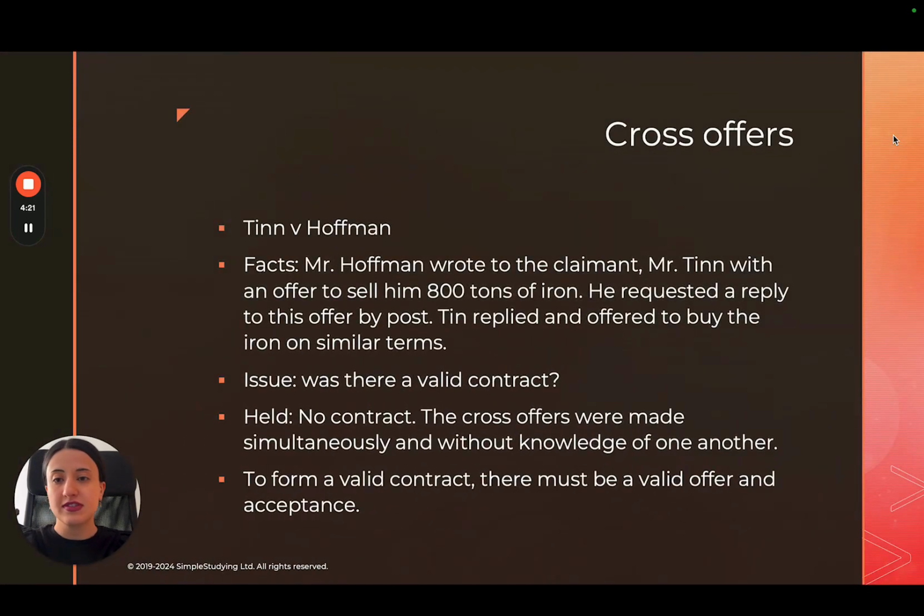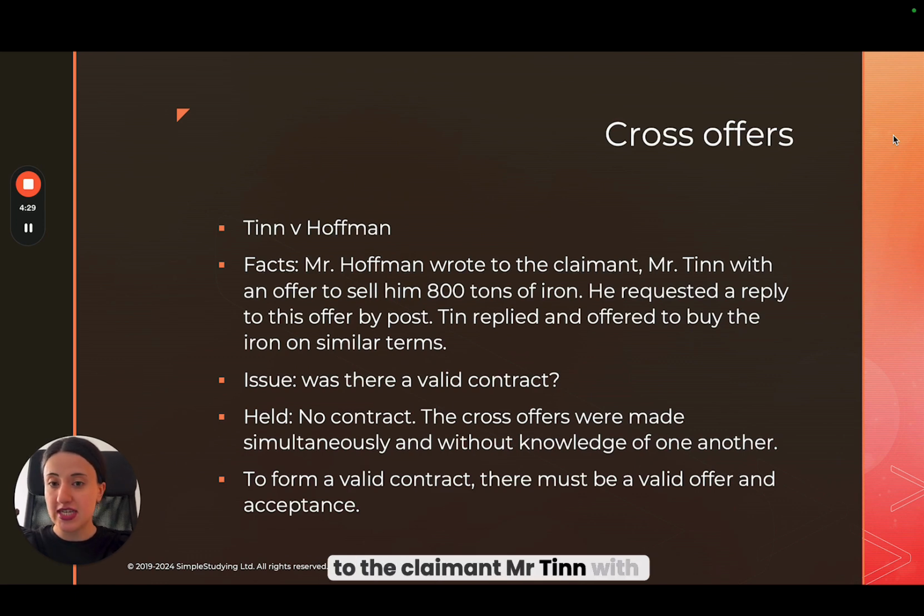Cross offers. That was a case in Tinn versus Hoffman. Mr. Hoffman, in this case, wrote to the claimant, Mr. Tinn, with an offer to sell him 800 tons of iron. He requested a reply to this offer by post. Tinn replied and offered to buy the iron on similar terms, but not exactly the same terms, just similar terms.